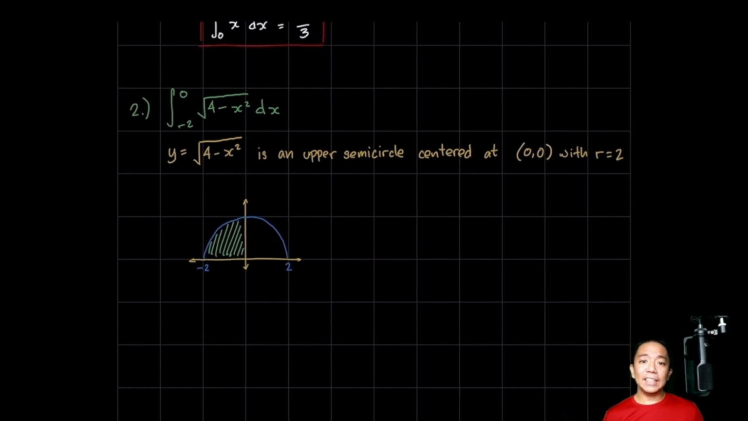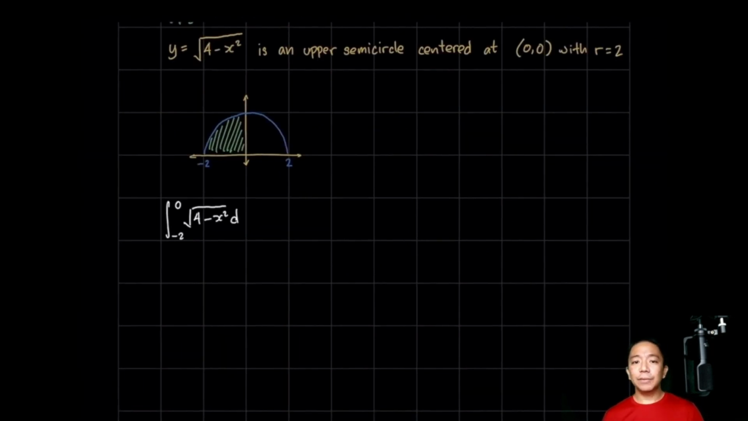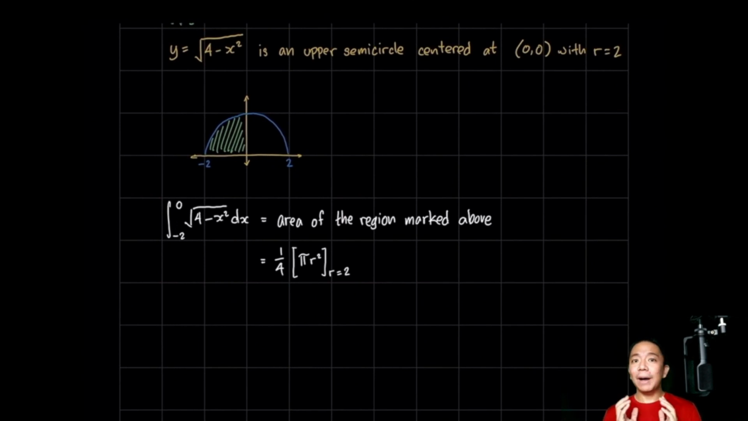We want to find the definite integral from -2 to 0. So hinahanap natin yung area ng region bounded by the upper semicircle, the x-axis, and the lines x equals -2 and x equals 0. So, yung nakamark sa green. So, the definite integral from -2 to 0 of the square root of 4 minus x squared is the area nung region na nakamark dun sa figure. But, ano ba ang area ng circle? Diba? It's pi r squared. So, we want the area of 1/4 of that circle.